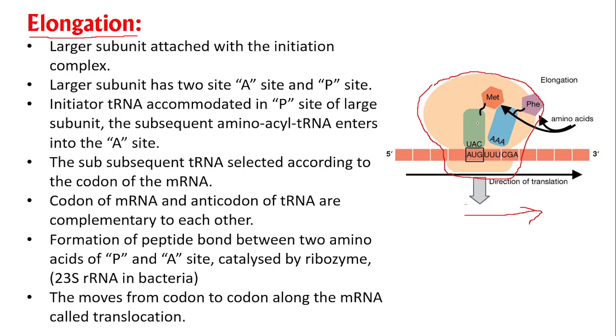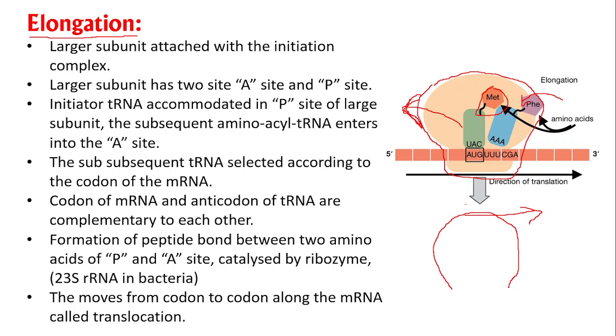As they move slowly, the tRNA molecules will come here and the decoded tRNA molecule will leave its amino acid here. Then the tRNA, after leaving the amino acid, is called uncharged tRNA. It will leave the site. Is that clear? See, I'll draw the larger subunit of the ribosome here.